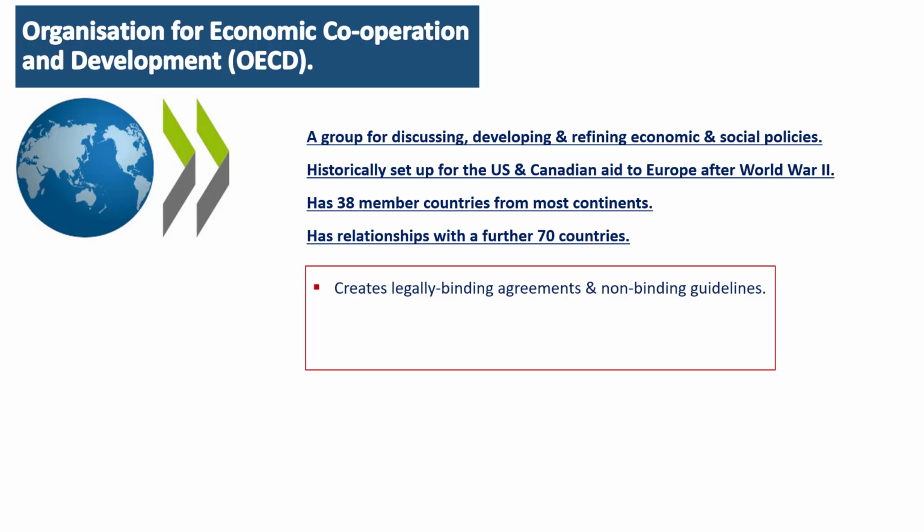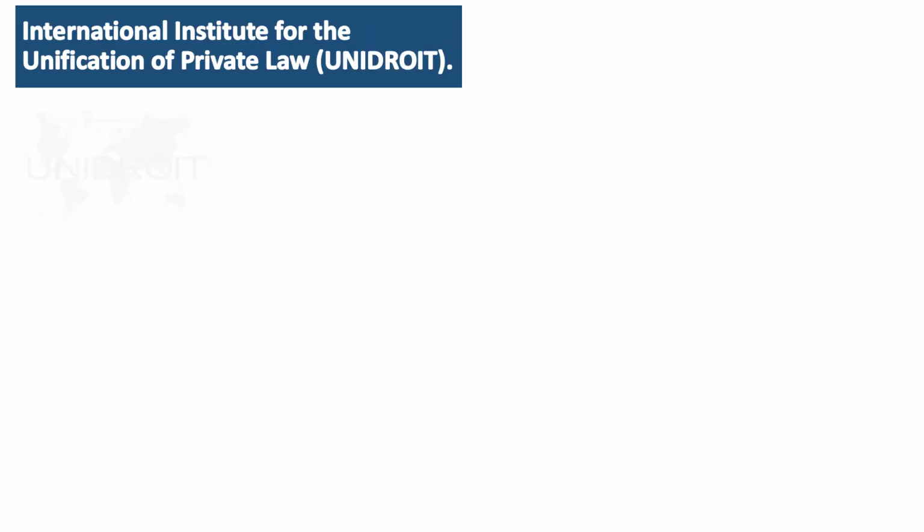Now, it creates legally binding agreements and also non-binding guidelines for countries, that is the member countries, to subscribe to. It also provides guidance on certain areas, especially corporate governance, which is basically to aid companies to manage themselves properly to the satisfaction of the members and the directors. That's why we have the OECD Principles of Corporate Governance.